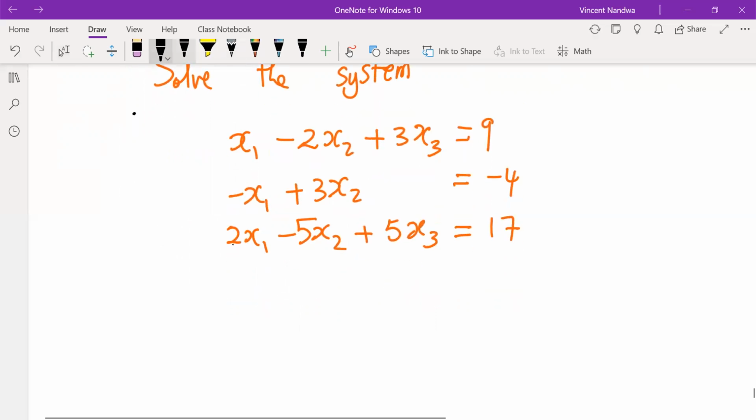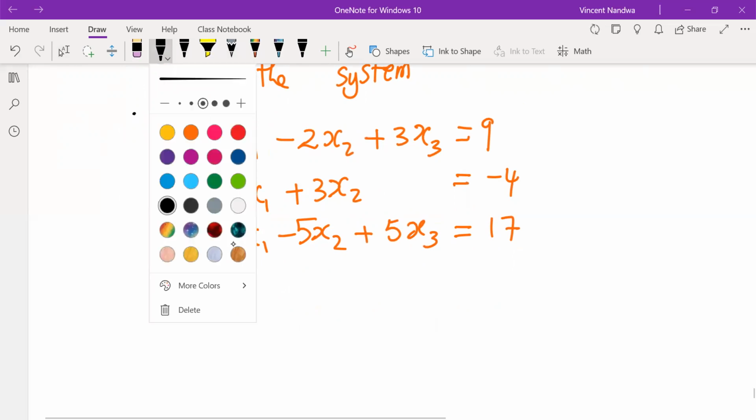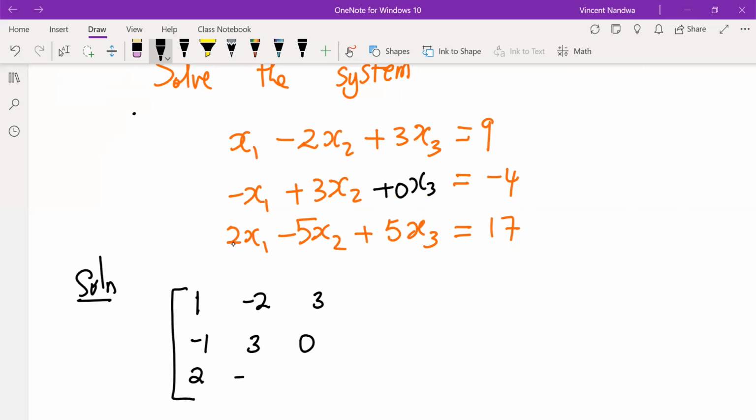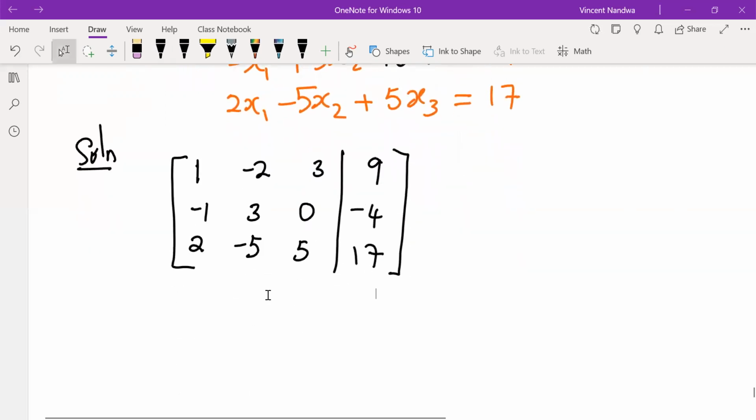So here, the first thing is to fix the missing unknown position by 0x3, so that the augmented matrix would be 1, minus 2, 3, 9; minus 1, 3, 0, minus 4; 2, minus 5, 5, 17. This is what we call the augmented matrix.